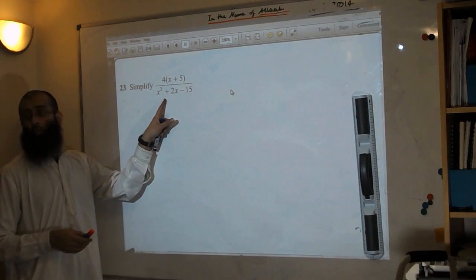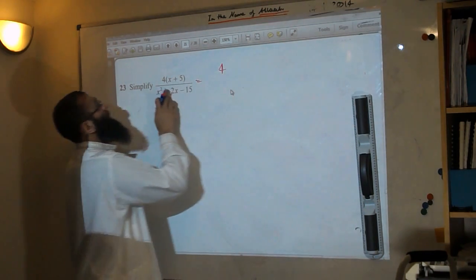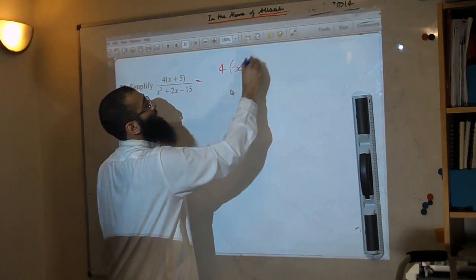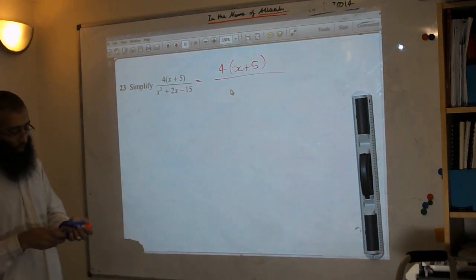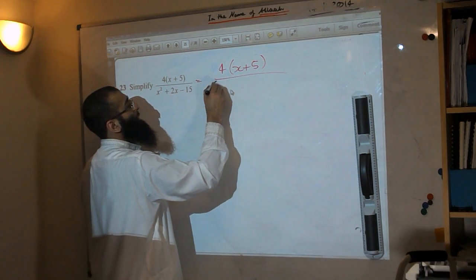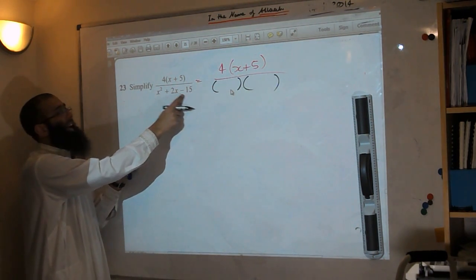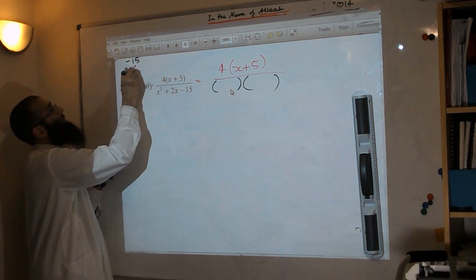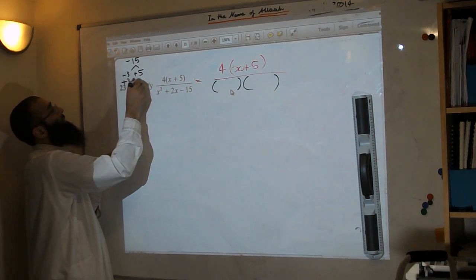We need to factorize the bottom first. So let's copy the top across: 4 bracket x plus 5. And we have x squared plus 2x minus 15, which we've got to factorize. Who remembers the factorizing technique? We need 2 numbers that multiply to give minus 15, but add together to give plus 2. We can have 3 and 5.